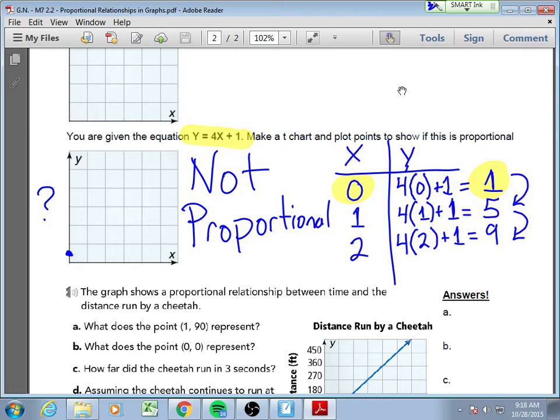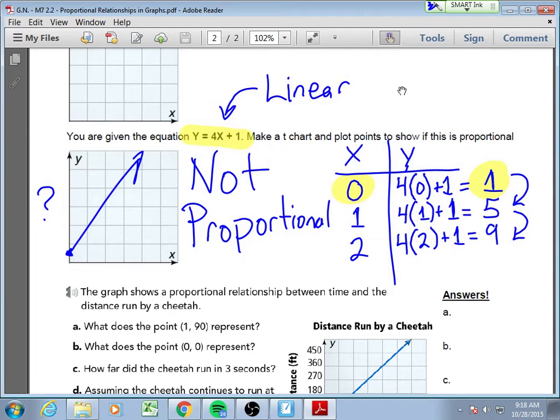Does that make sense? Yes, sir. You have to have the origin point. Now, don't get confused. That doesn't mean that this is bad or anything like that. This is a linear relationship. When I graph it, it would be a straight line. It'd be increasing by 4 every time my x increases by 1.